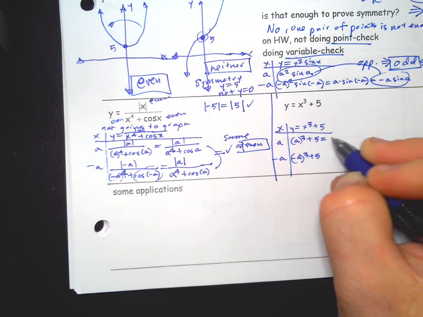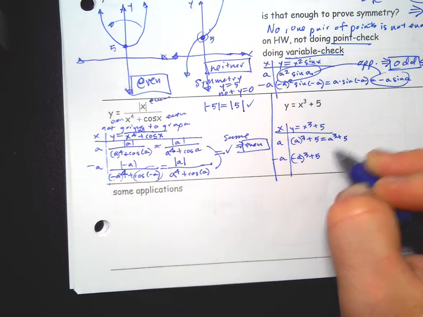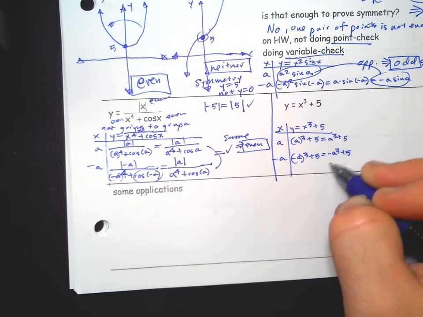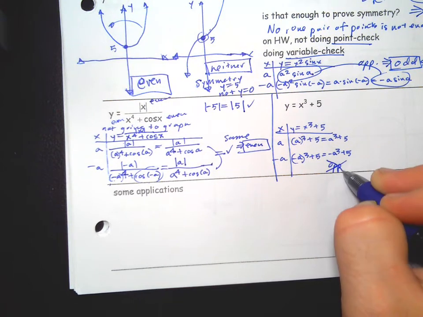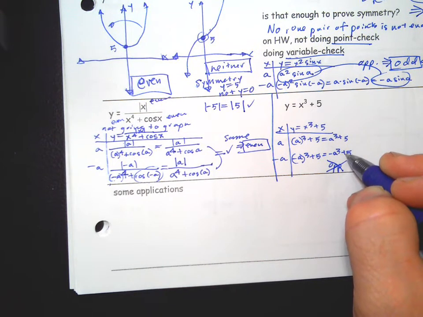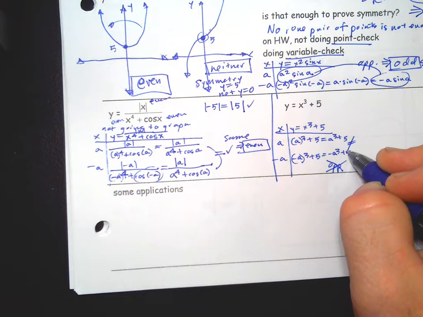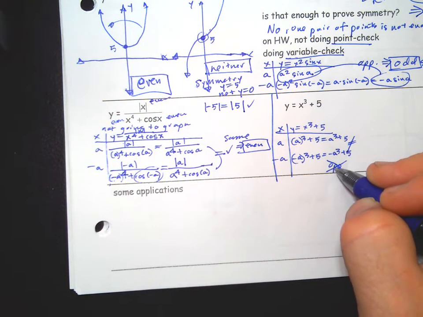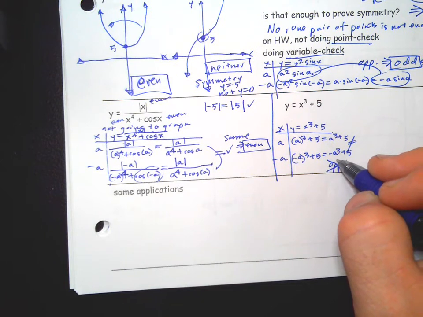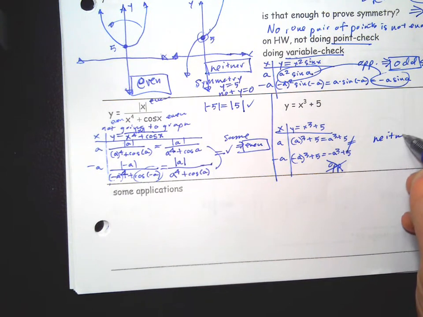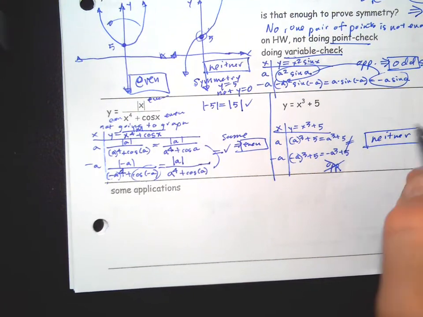Now this is going to be A cubed plus 5. This is going to be negative A cubed plus 5. Now you might be like, oh, these are the opposite of each other. Nope. That would have to have a negative in front of the 5. And they're not equal to each other, and they're not opposite. So it's going to be neither, which is the conclusion we made when we looked at the graph.